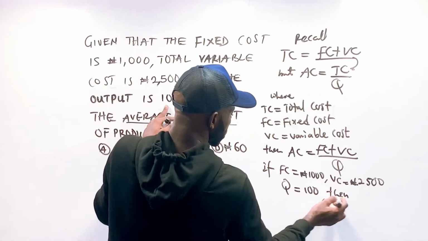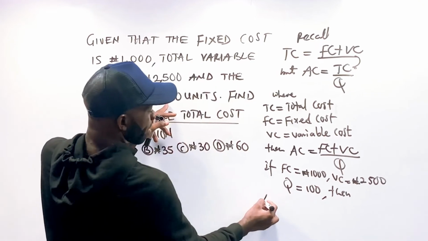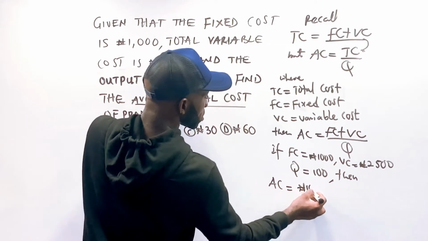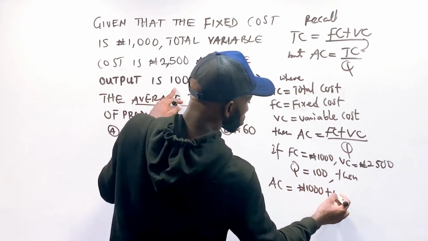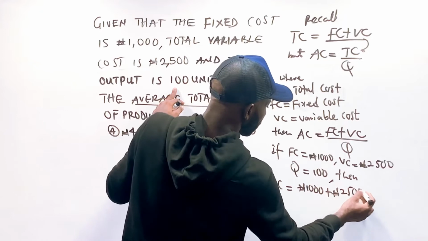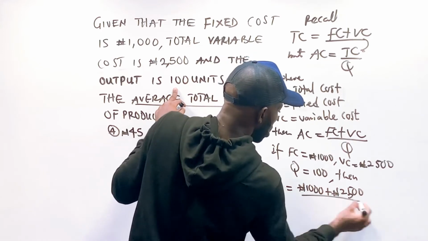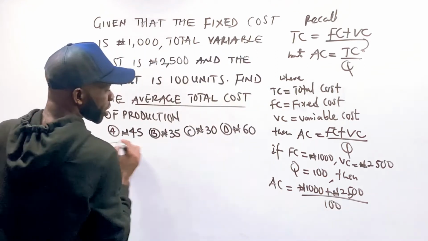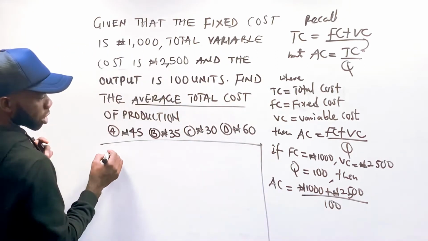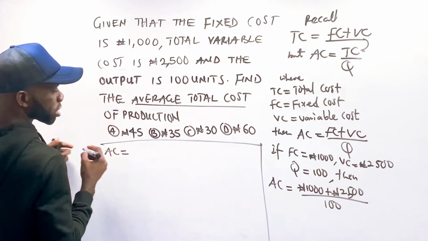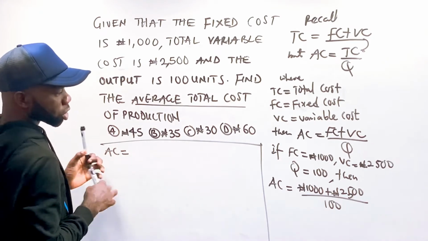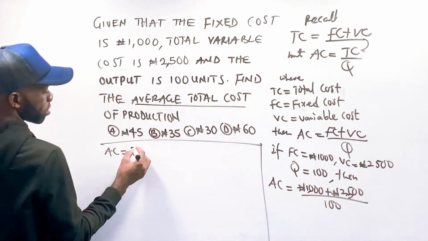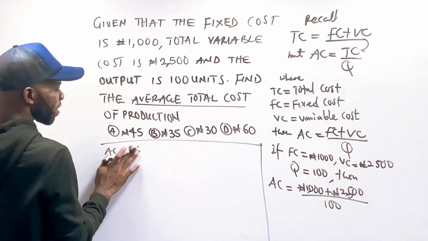Then average cost will be equal to 1,000 naira plus 2,500 naira all over 100. We can bring the rest of the calculation here. So we have average cost is now equal to the sum of 1,000 plus 2,500, which will give us 3,500.